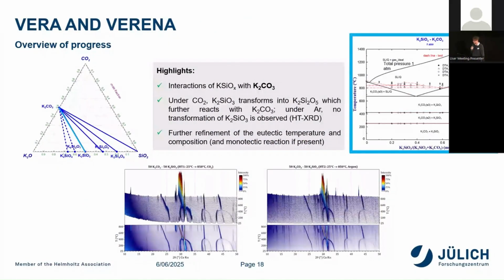Okay. A similar study was also performed under a CO2 atmosphere. It was found under these conditions that K2SiO3 can be transformed to K2SiO5, which then further reacts with the potassium carbonate. However, if we perform these experiments under argon, this transformation does not occur, as seen in the high temperature XRD profiles at the bottom there. This information has allowed us to update our understanding of the phase diagram, which you can see on the top right-hand side.